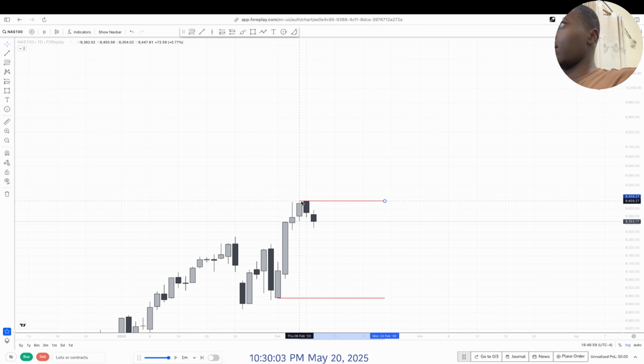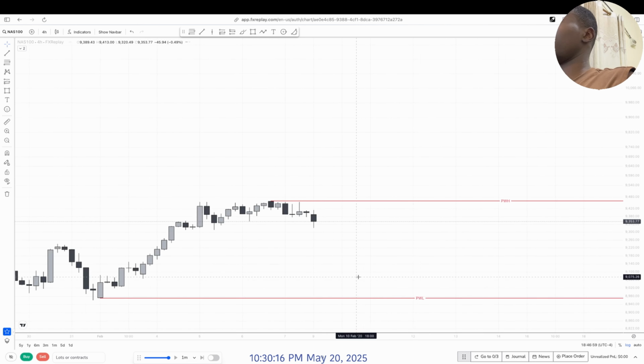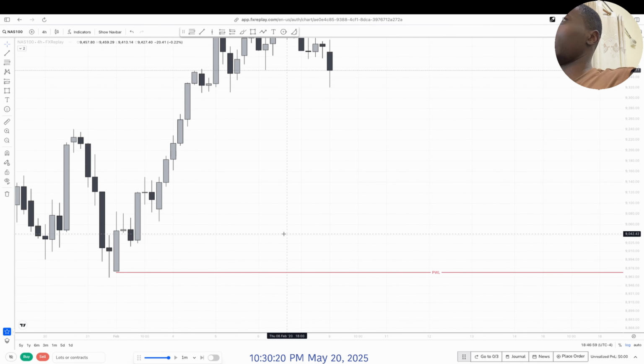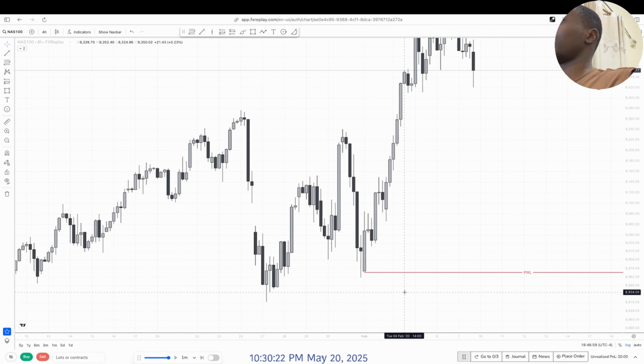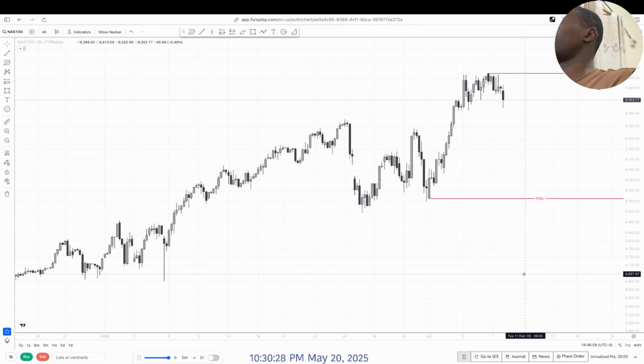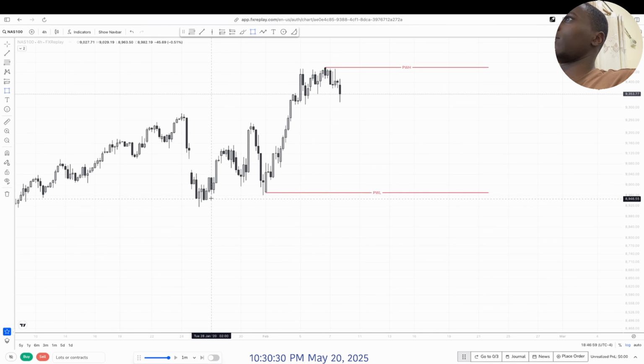The high, the previous weekly low, and go down to the 4 hour. Let's see if you can spot some obvious strong levels that are holding, a good order block, which is on the previous weekly low right here.